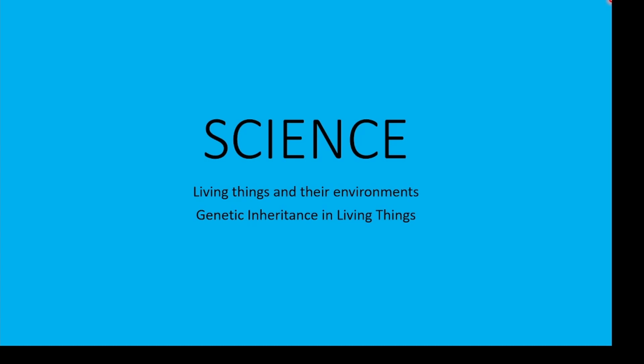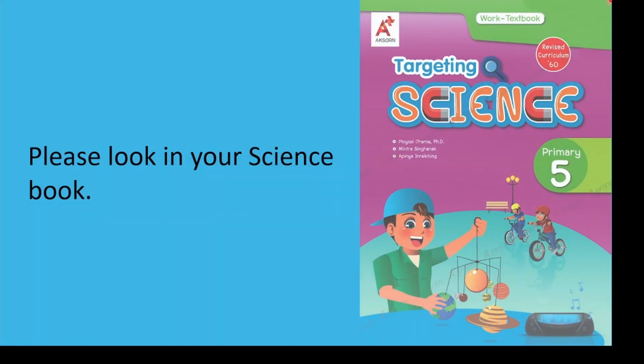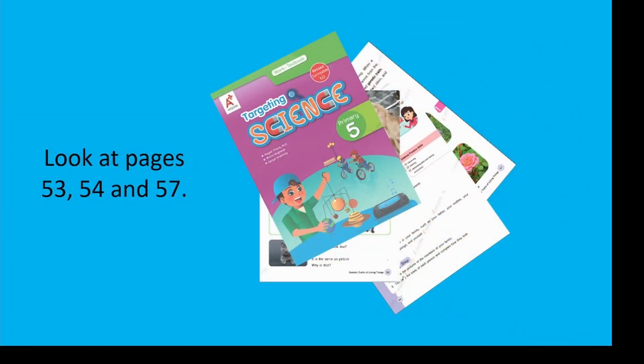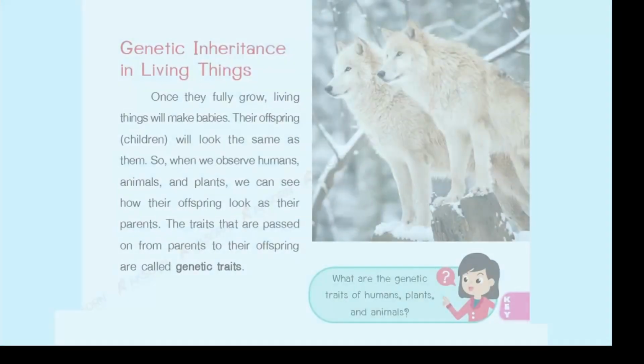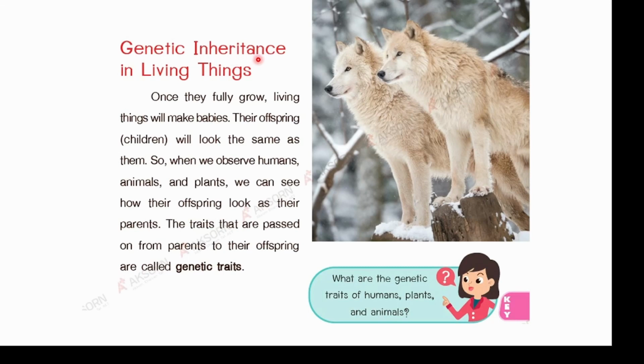Living things and their environments. Genetic inheritance in living things. Please look in your science book. Look at pages 53, 54 and 57. Turn to page 53. Genetic inheritance in living things.